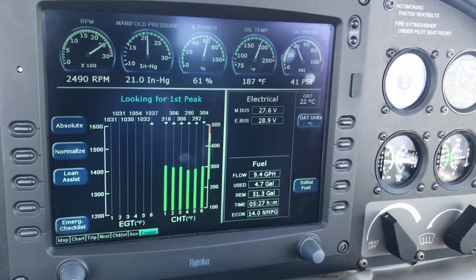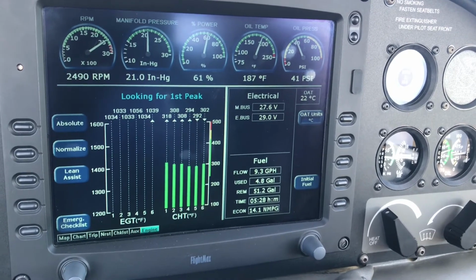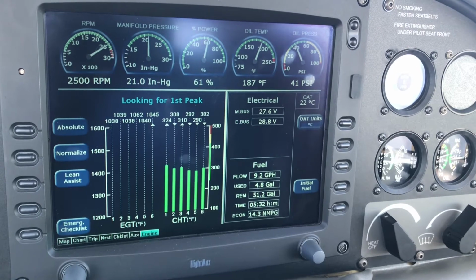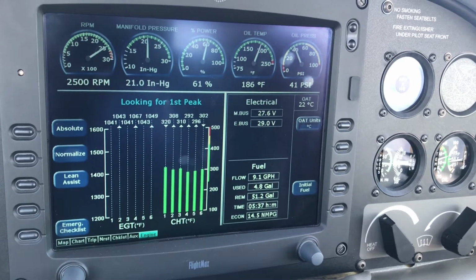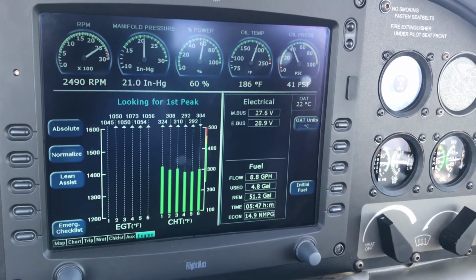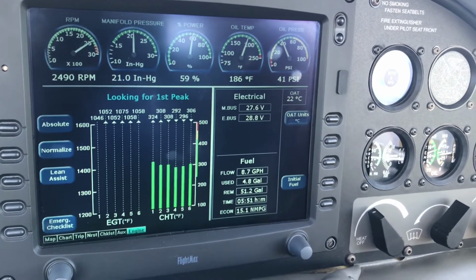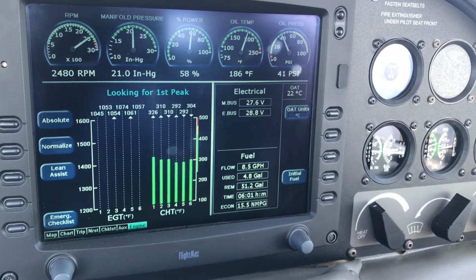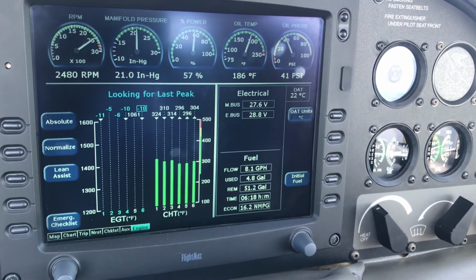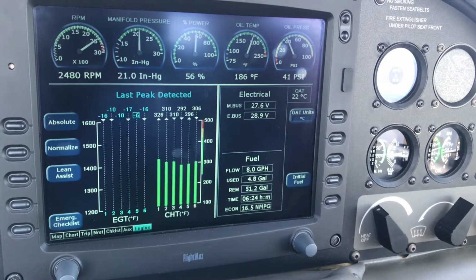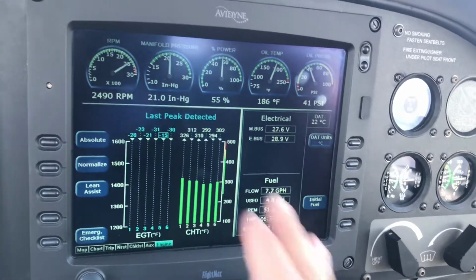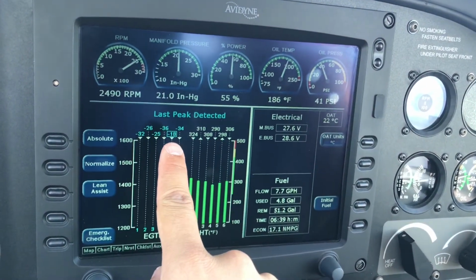See, those numbers are still going up. We have 1,060, the highest, and they are still going up. We have 9 gallons per hour right now. And I think, there you go, that's the first peak. So the last peak detected, there it is. So the system checked for the first one and then the last peak.